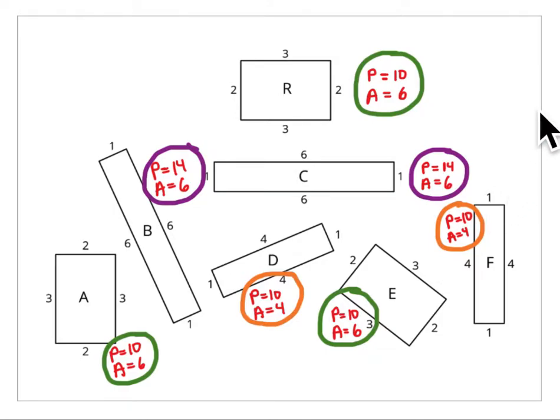What does it take to have congruent rectangles in this case? So first of all, which ones are congruent? Where the perimeter is the same and the area is the same.